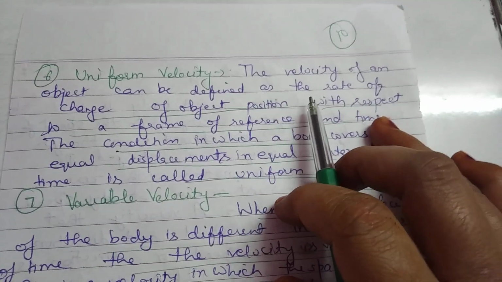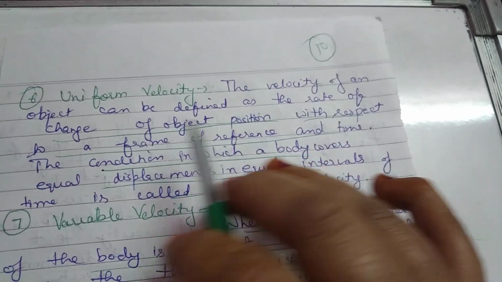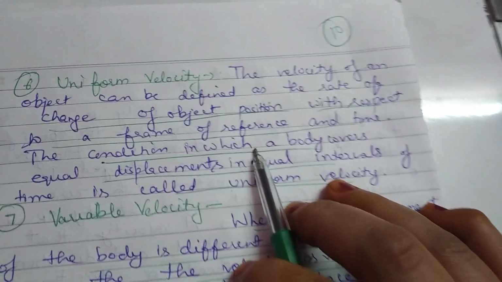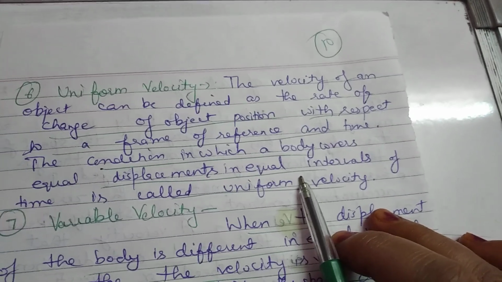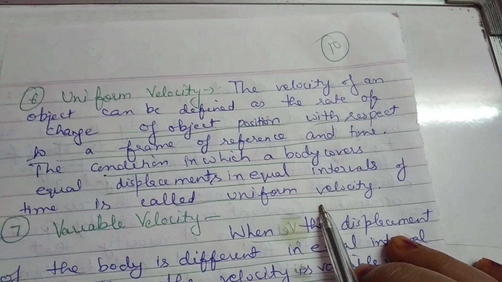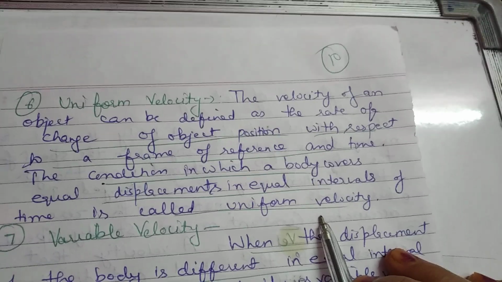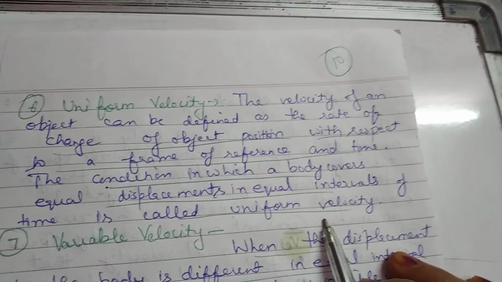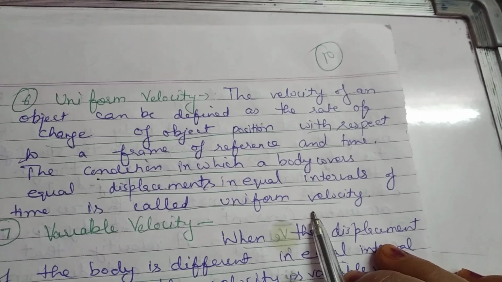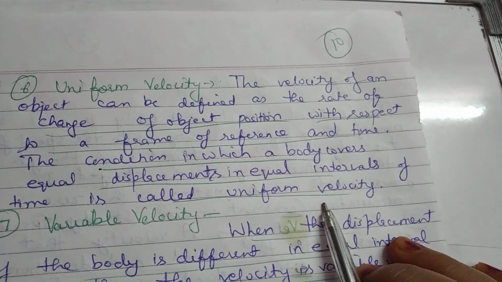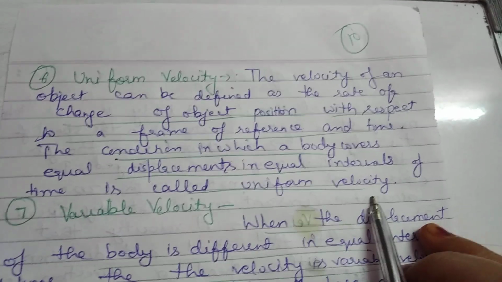Now, uniform velocity. The velocity of an object can be defined as the rate of change of object position with respect to a frame of reference. The condition in which a body covers equal displacement in equal intervals of time is called uniform velocity. It means uniform velocity is the change of object position with respect to time.